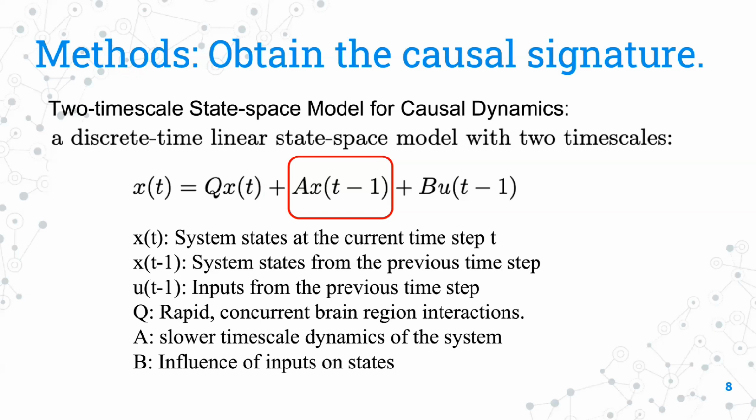The matrix A captures slow timescale dynamics, showing how the previous state influences the current state, allowing us to model long-term changes over time. Then, u of t minus 1 represents the input at the previous time step. The matrix B describes how some key regions influence the current state of the system. By combining these elements, our model effectively captures both rapid short-term interactions and slower long-term changes in brain dynamics, providing a comprehensive understanding of the causal relationships.